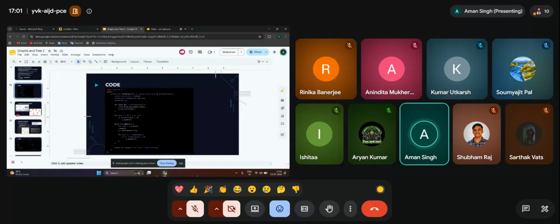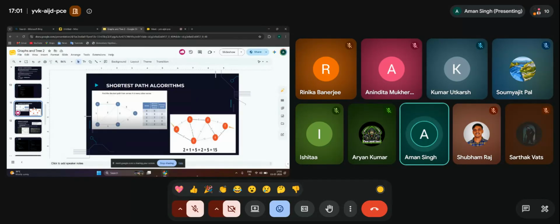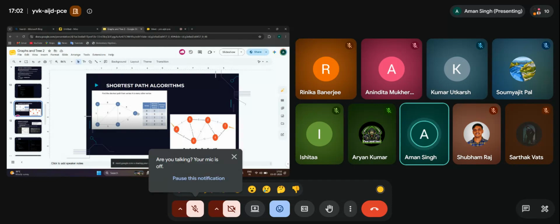So now let's start the next topic of graphs, and that is shortest path algorithms. There exist different algorithms for finding shortest path in graphs. We are going to study 3 different algorithms here: Dijkstra's algorithm, Bellman-Ford algorithm, and Floyd-Warshall algorithm. Before jumping on to the algorithms, let's see what is shortest path.